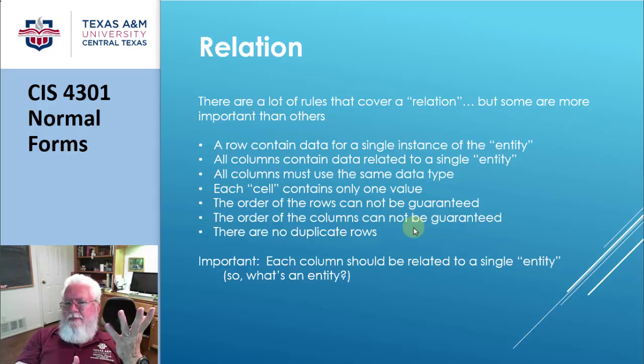And the next couple are kind of weird. It basically says that you can't depend on the rows being in any particular order, and you can't depend on the columns being in any particular order. And then lastly, you can't have any duplicates. Okay, the most important one when talking about normal forms is that second one, where all columns contain data related to a single entity.